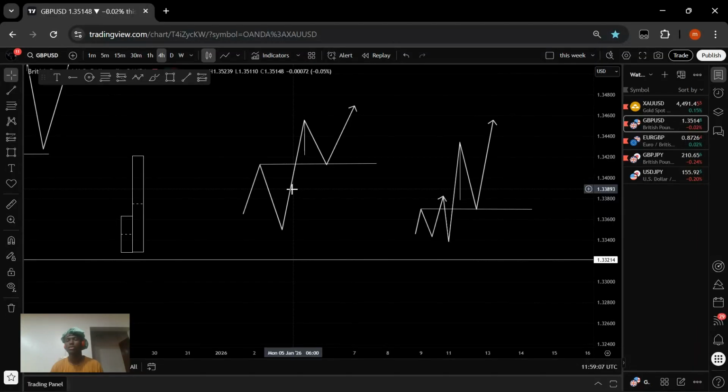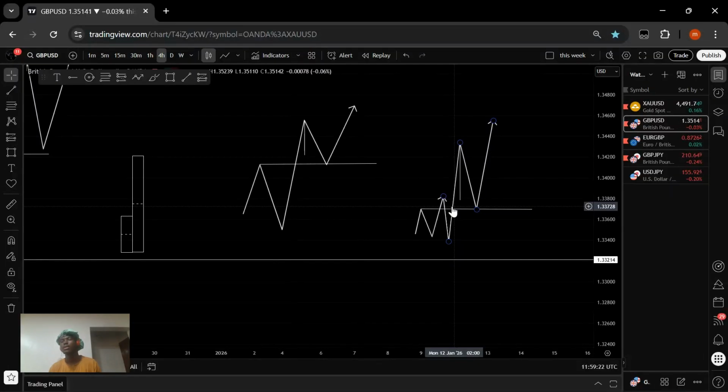Then there's the breaker block. The breaker block is literally your RBS and SBR. It's almost the same thing. It's just where to buy from whenever you are dealing with the RBS or the SBR. And then when you are dealing with the QML, the fail QM, and also the head and shoulders type of QML, we don't really care about how it looks. All we need is the left shoulder for entry.